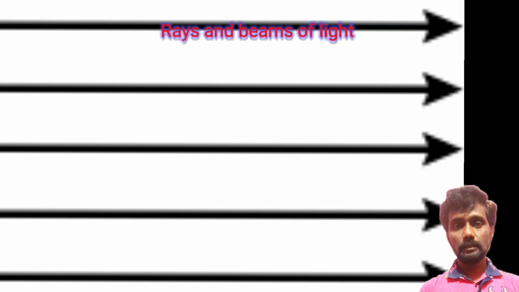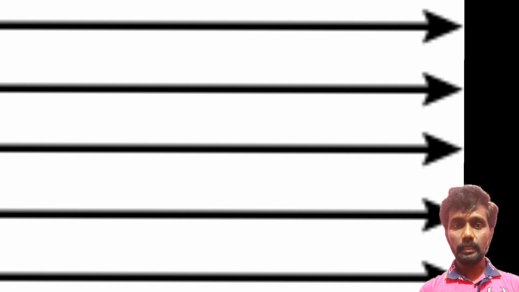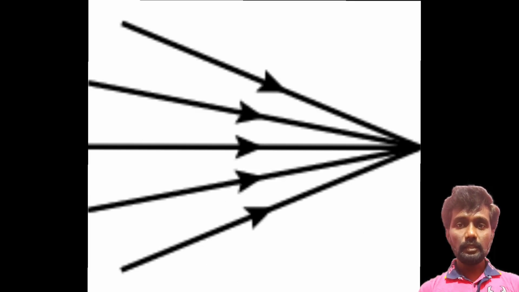Rays and beams of light. A very fine or narrow path of light is called a ray of light. It is represented by a line with an arrowhead showing the direction in which light is traveling. A collection of rays of light is called a beam of light. Any source of light, small or big, always gives out a beam of light.